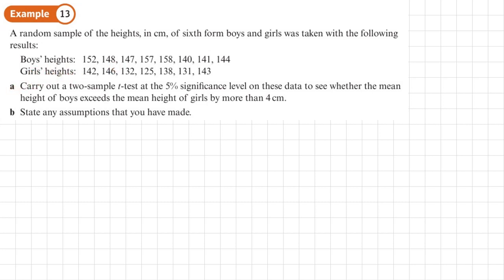Part A, we need to carry out a 2-sample t-test at the 5% significance level on these data to see whether the mean of the heights of the boys exceeds the mean height of the girls by more than 4 centimetres. So we're not asked to show whether they're equal here, but whether the mean of the boys exceeds the mean of the girls by more than 4 centimetres.